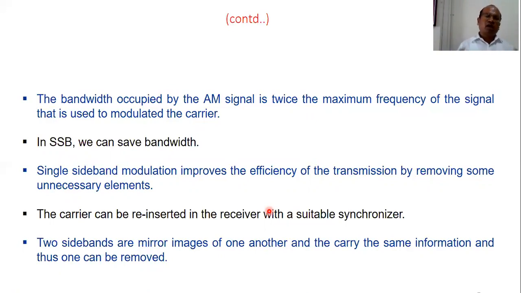And when we do not send one sideband, what will happen? The bandwidth occupied is twice in AM, but in SSB, we can save bandwidth. In fact, we save half the bandwidth. When the bandwidth is 2 FM in AM, in SSB, the bandwidth required will be FM only. Is that clear? Because we are not sending one of the sidebands.